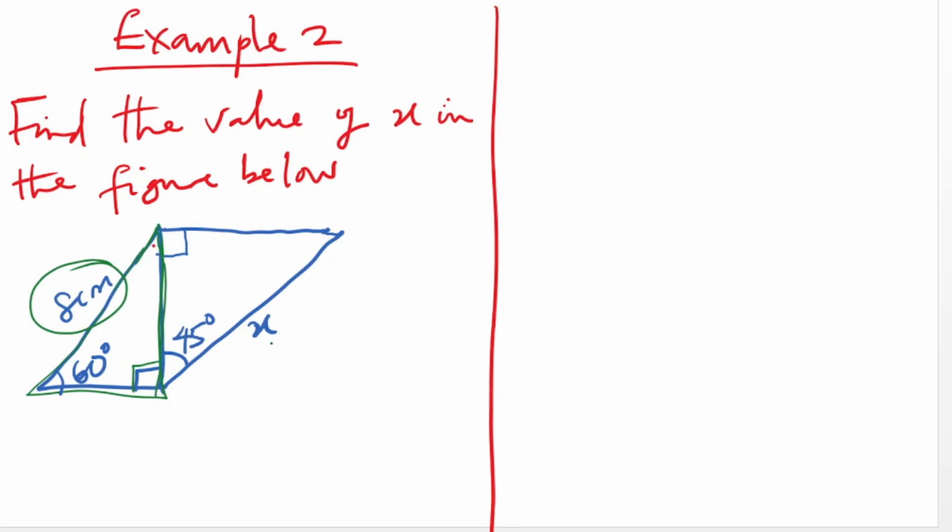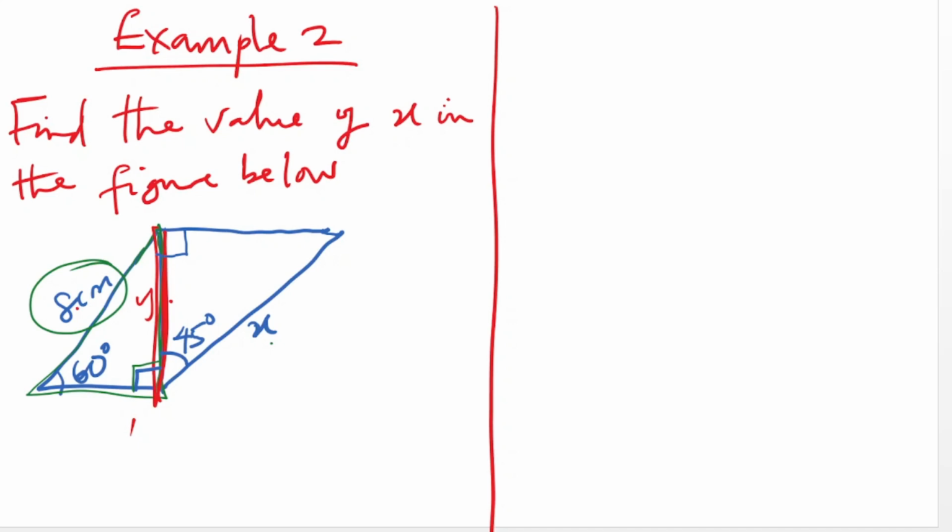This line in red here, without knowing this, the opposite. So in that case, the first thing we need to do is to find the opposite. So let's name it y. If we name it y, this will give you sine: opposite over hypotenuse.